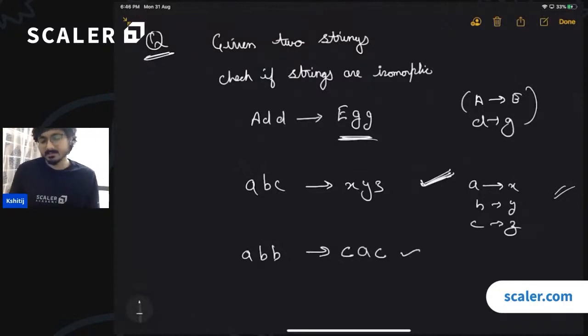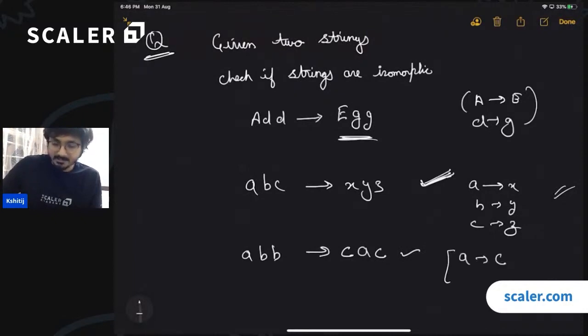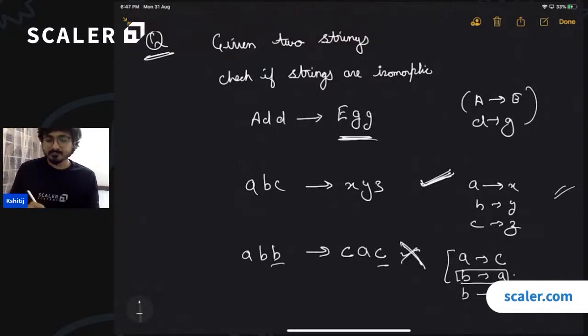Is this correct? In this case, I can replace A by C, then I can replace B by A, but to make it correct, I will have to replace B by C for the third character, right? But we already have a mapping for B, which is A. So I cannot have another mapping for B. So this is wrong. Okay. So now is the problem clear to everyone? You have to have a one-to-one mapping between the characters of string A to characters of string B.